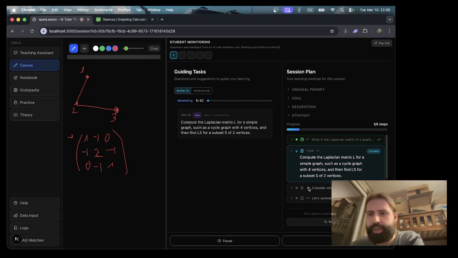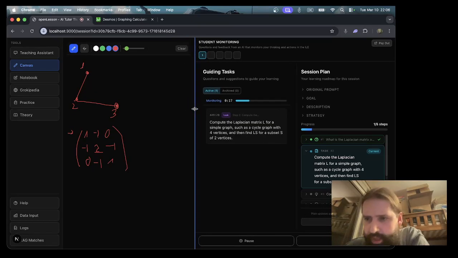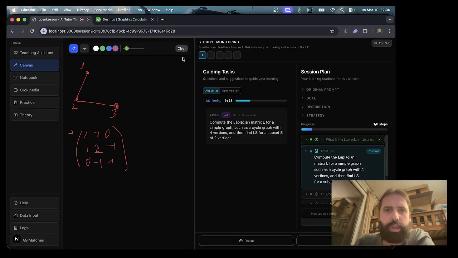Now compute the Laplacian matrix L for a simple graph such as a cycle graph with 4 vertices, and then find L_S for a subset of 2 vertices. We can do this here, really. It's a relatively easy task to do. So we're going to clear these.